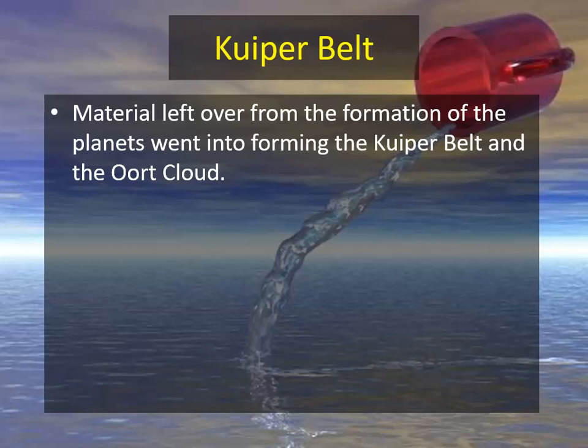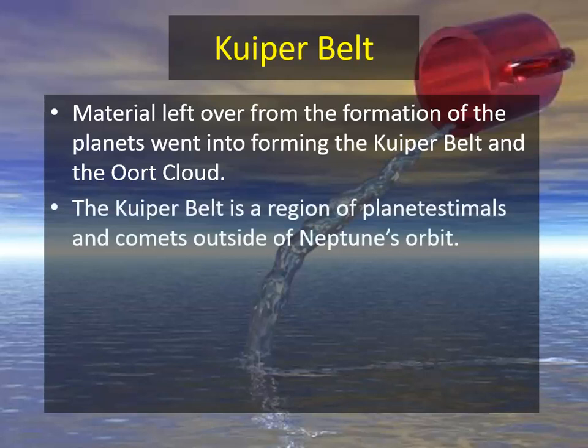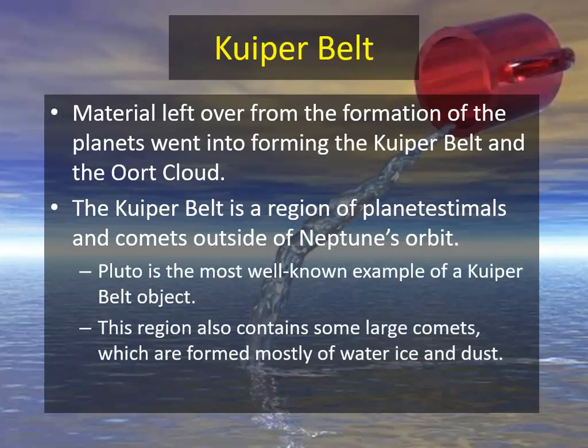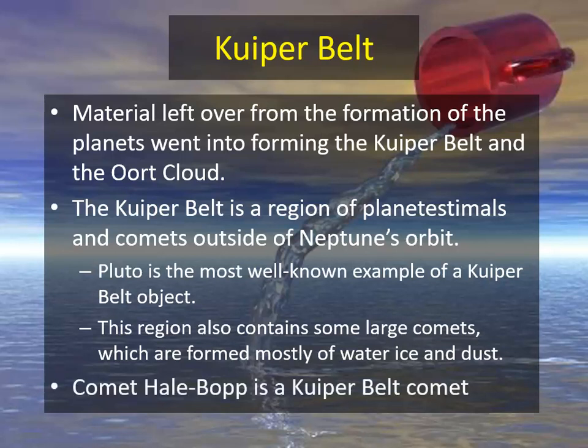Now, material left over from the formation of the planets went into forming the Kuiper Belt and Oort cloud. Essentially, the Kuiper Belt is a region of planetesimals and comets outside of Neptune's orbit, with Pluto being the largest and most well-known example of a Kuiper Belt object. But it also contains other large comets as well as other dwarf planets. But essentially, the overall density in this area was never large enough to collapse and form a planet, and there was also a lot of scattering of icy bodies by Uranus and Neptune once they migrated out to their present orbits.